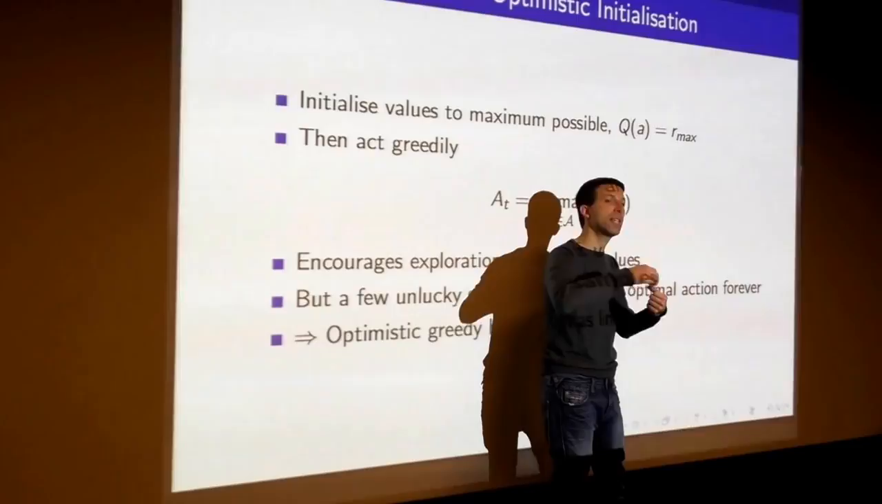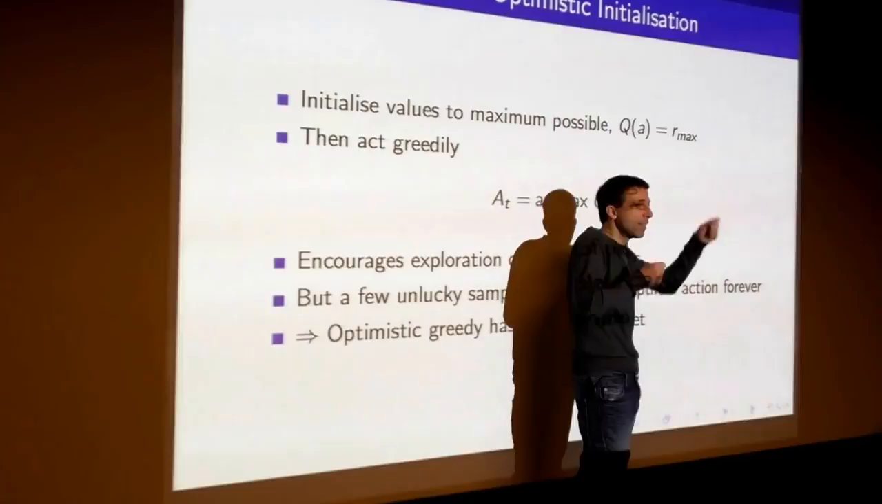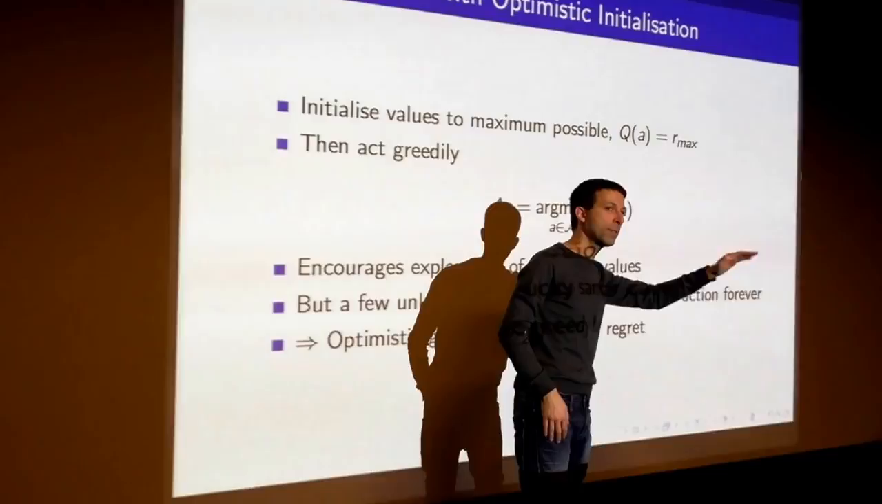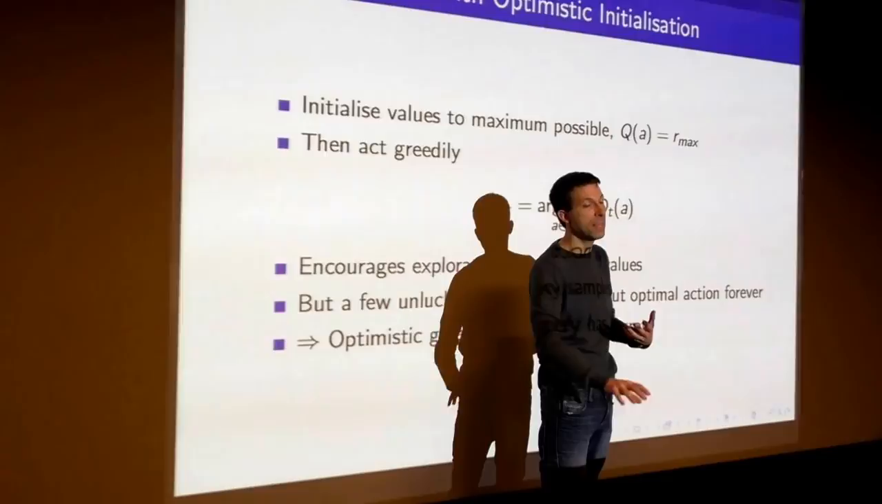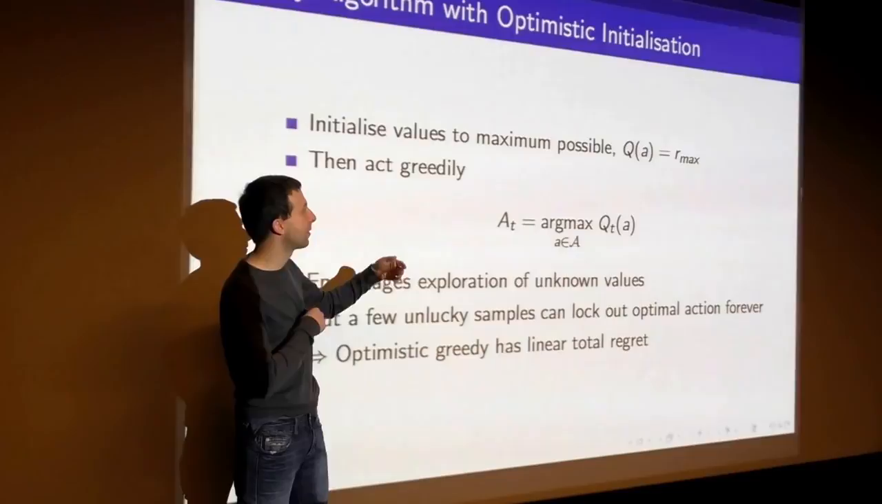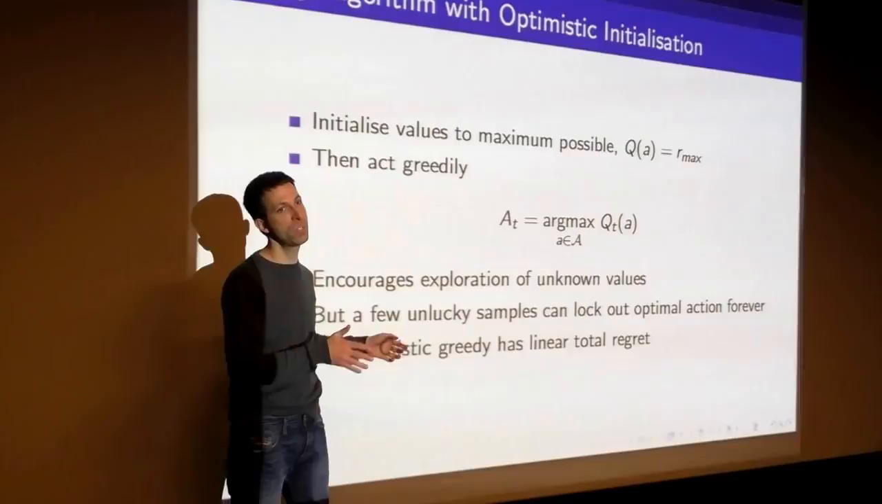So is that clear? You can start off by saying, it's just as if I tried this arm 100 times and saw the best possible payout 100 times. And now if it really is terrible, you have to play it a lot of times to bring down the mean. And so it encourages you to keep exploring things until they're really proven to be suboptimal. And so although I say it can lock out the optimal action forever, you have to be quite unlucky. So I think the more confidence you assign to your prior, the more unlucky you have to be to lock out the optimal action. So it's not a terrible idea to do this.